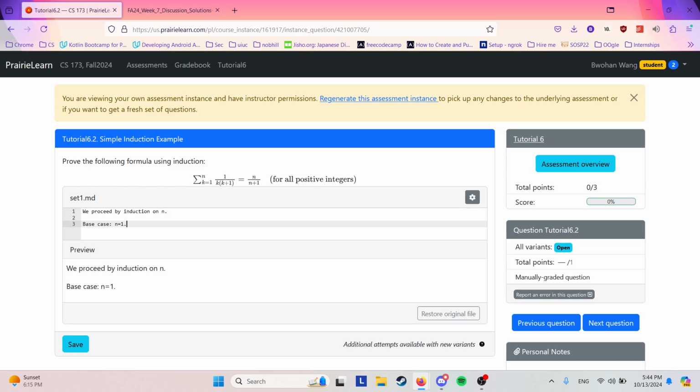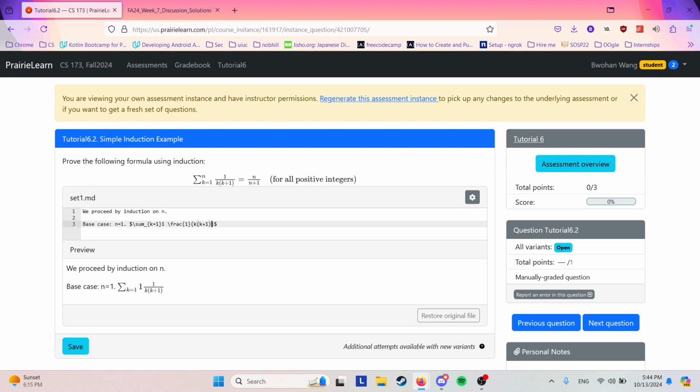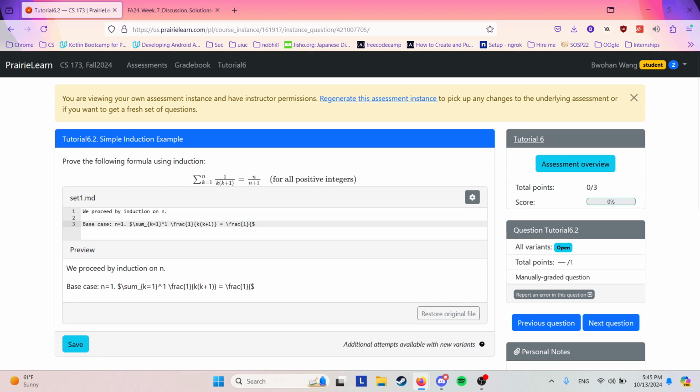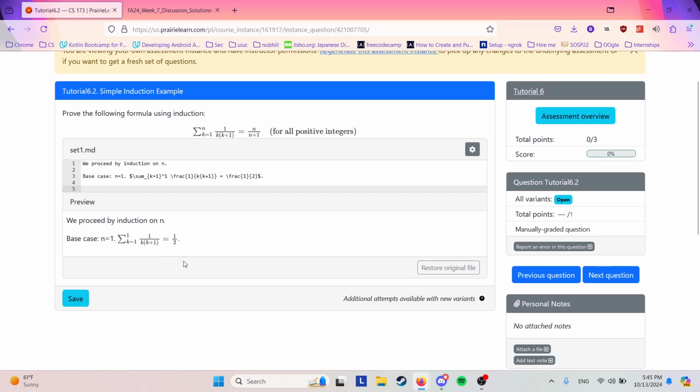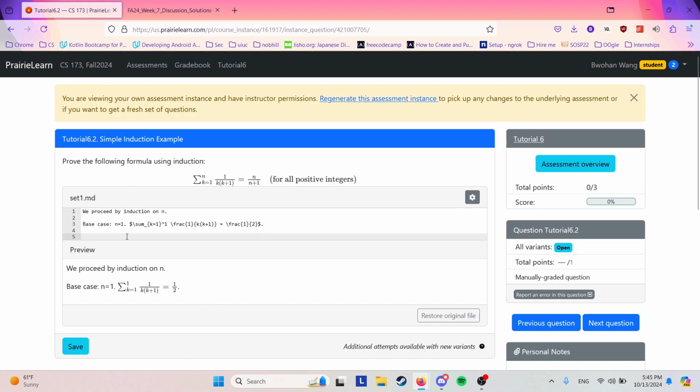Now, for n equals 1, we're taking the sum from k equals 1 to 1 of 1 over k times (k plus 1). And this is just one term. Oh, I need a little caret here. So this is just one term. We're summing over only one term. So this is just equal to 1 over 1 plus 1, which is 1 over 2, which is exactly what we wanted to show. Because if you plug in 1 over here, 1 over 1 plus 1 is 1 over 2.